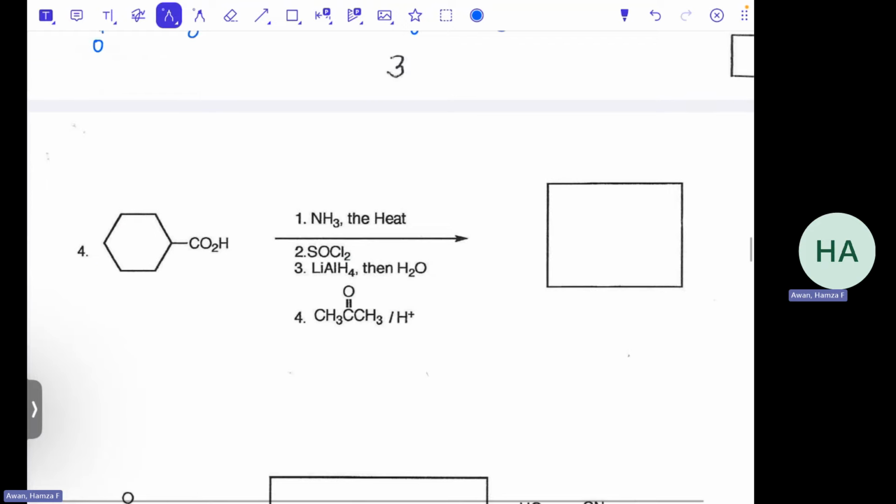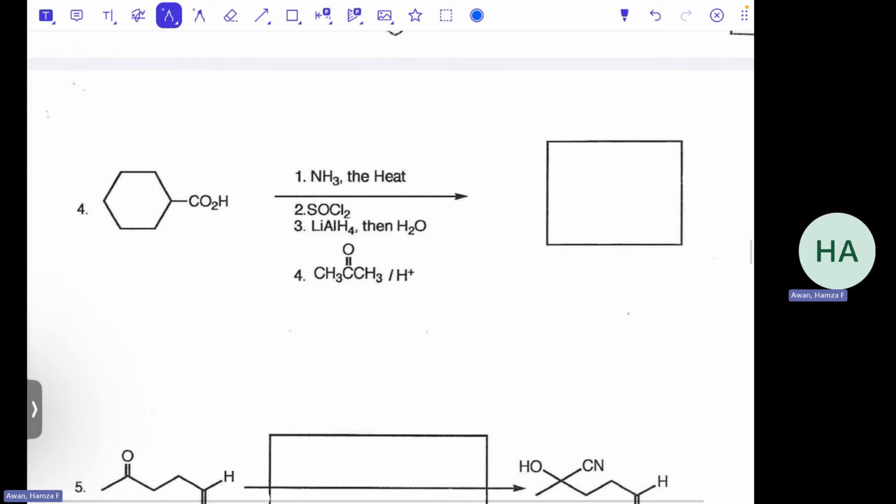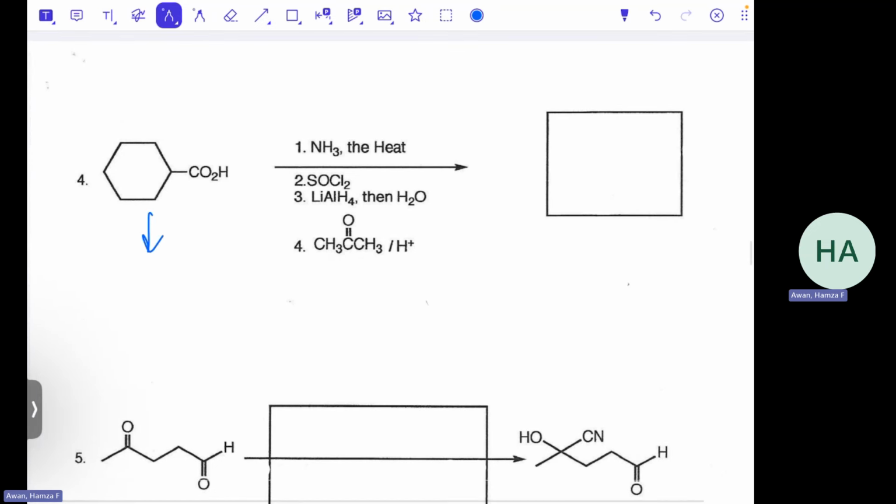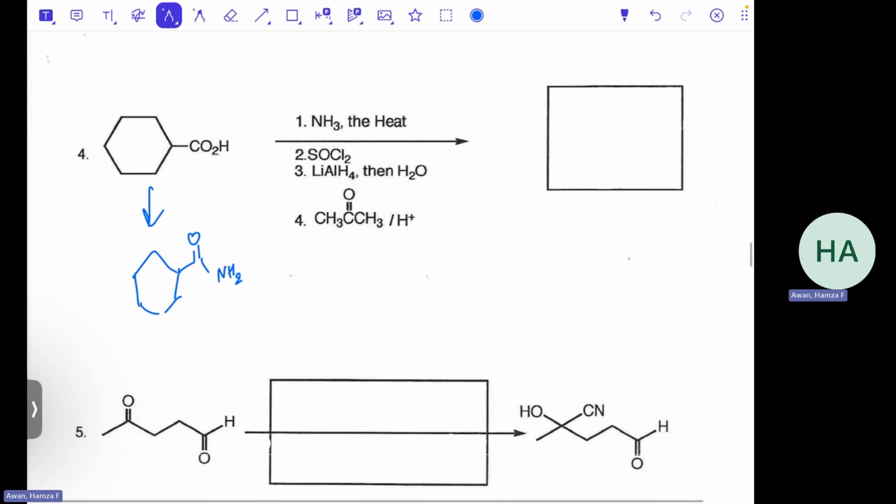So for number 4, we have a carboxylic acid. A carboxylic acid, when reacting with NH3 and heat, is going to turn into an amide once again. So we're going to have another amide reaction. So we have our benzene ring, but this is going to become an O and then NH2. So we have another amide.